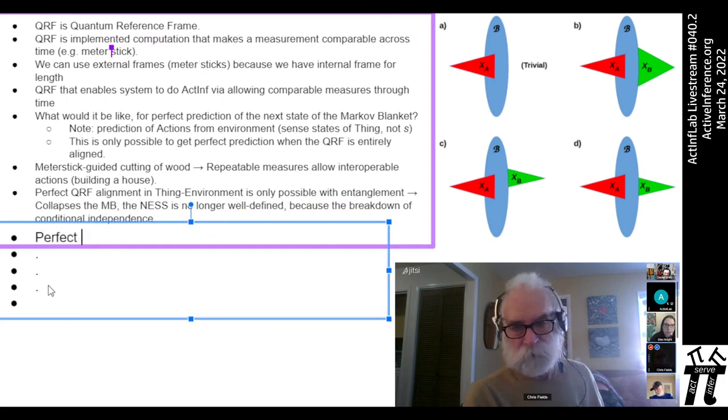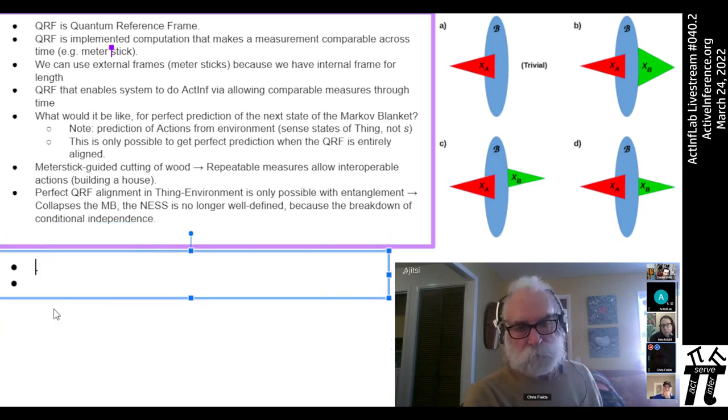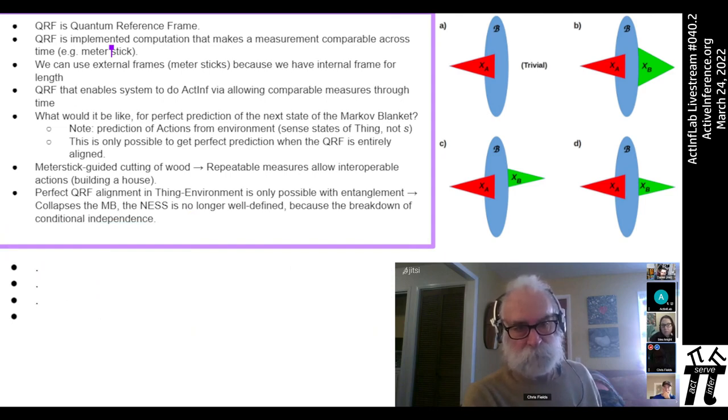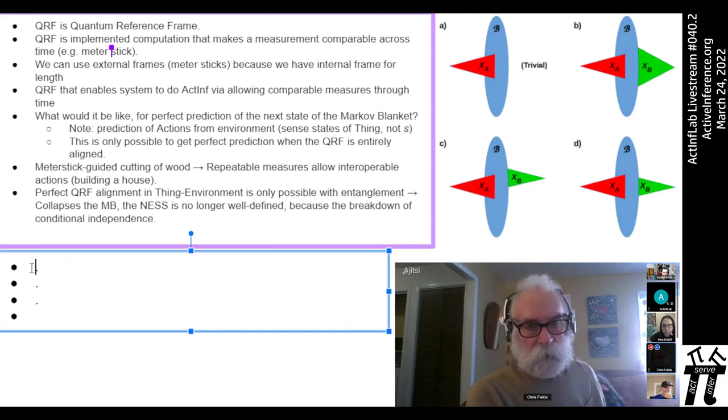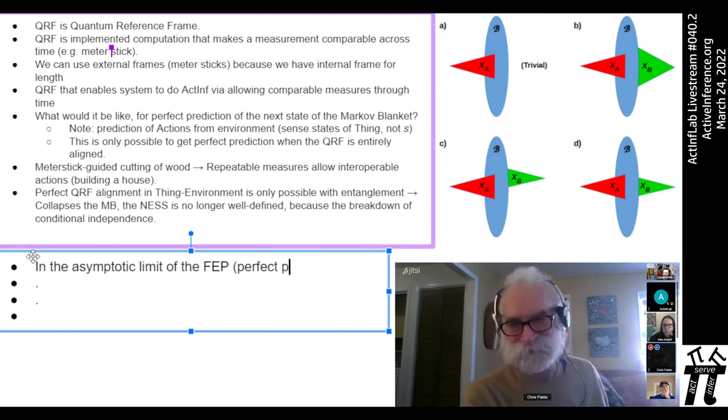When we translate it into this QRF-based concept, perfect prediction and the collapse of separability are the same thing. So the asymptotic limit of the FEP, which is perfect prediction, corresponds to the collapse of separability. Well, the collapse of separability is just entanglement.